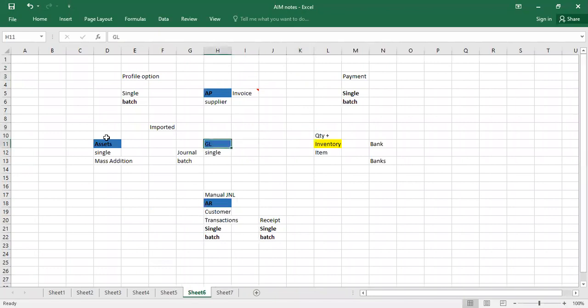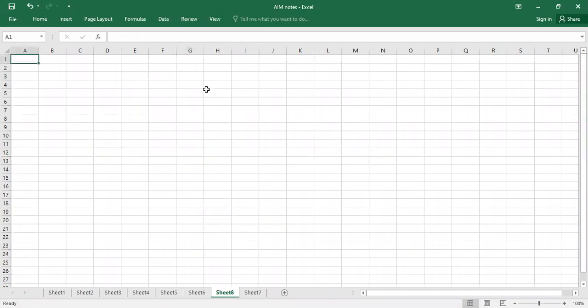Now we are in GL. We know there is a single journal and batch journal. We know the imported journal and the month-end process, how it works. Okay. Anybody, if time is going over, you can tell me, we can stop and go to the PDF now and see.